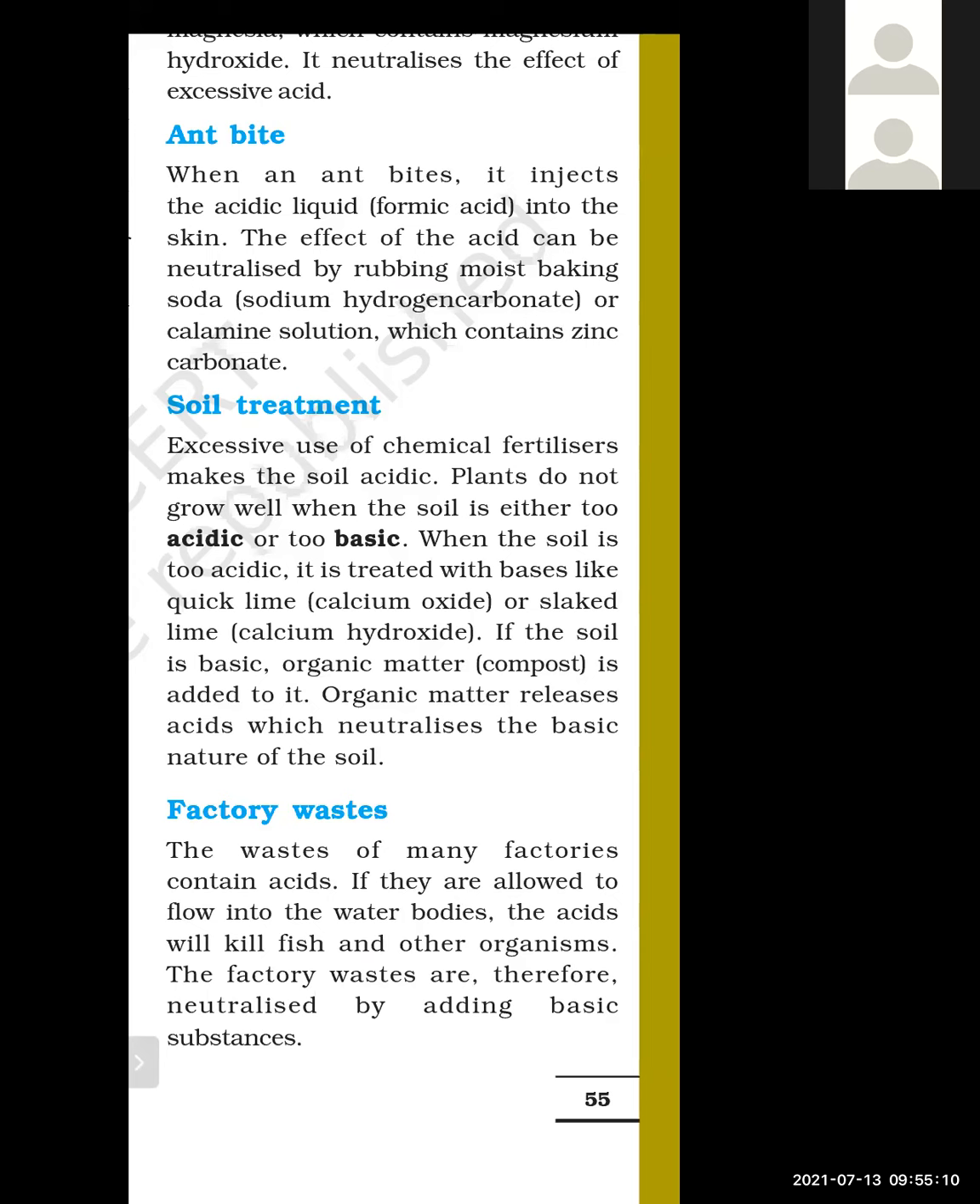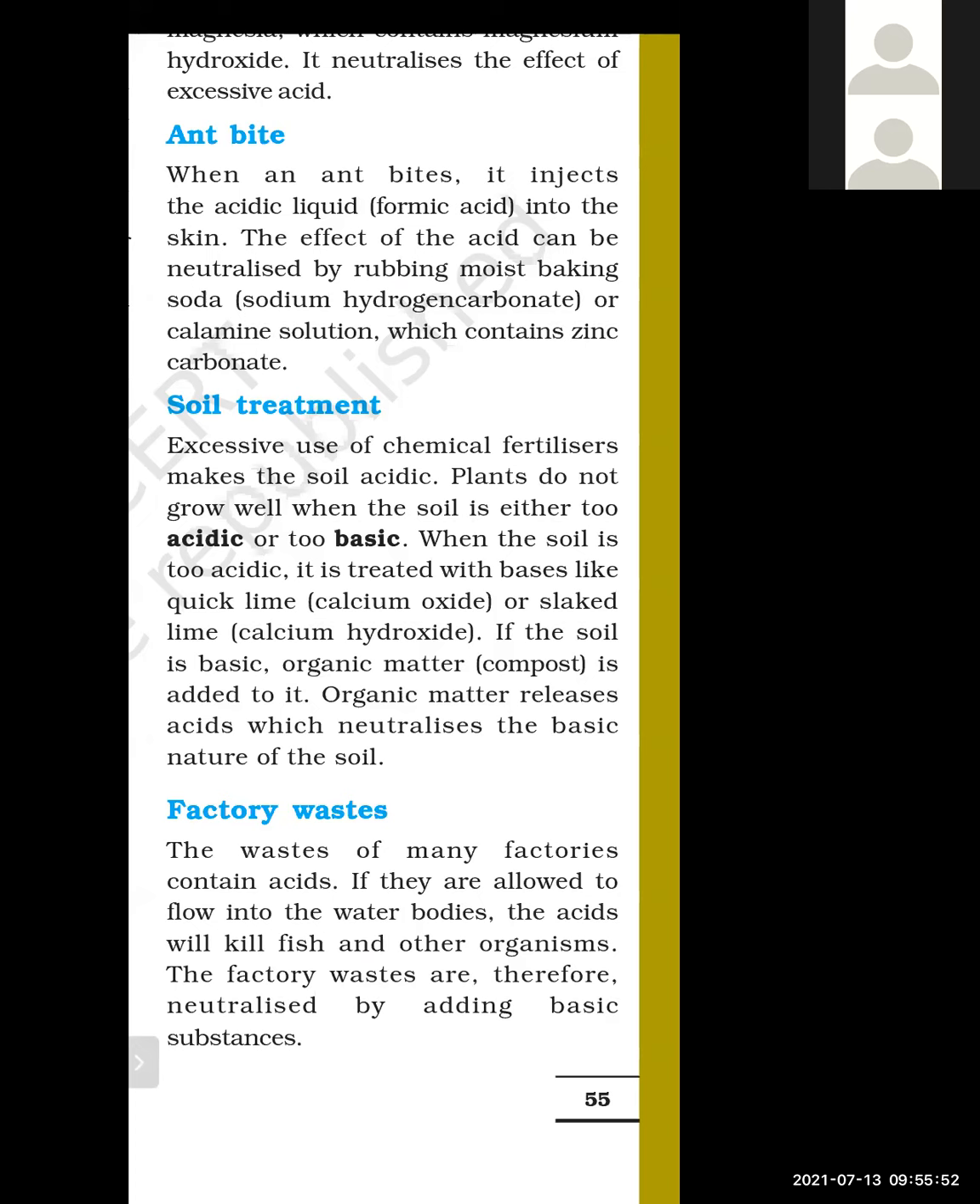So before adding these substances, we first check whether the given soil is acidic in nature or basic in nature. So what will we do? We will do a simple practice. If the soil is acidic, we will add a basic substance like calcium oxide or calcium hydroxide. Calcium oxide and calcium hydroxide are basic in nature. The soil has an acidic nature. After some time, the acid will react with the base and the soil becomes neutral, not acidic, not basic.